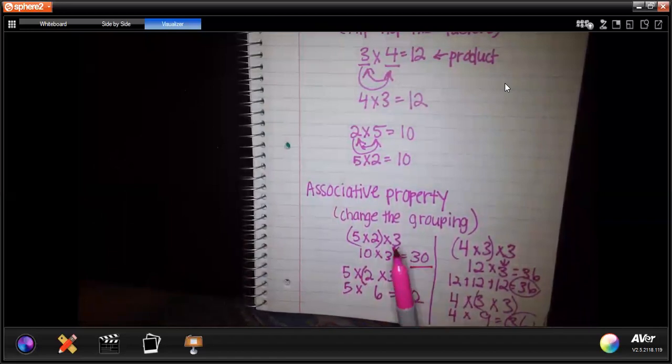Now, I know the associative property can get confused with the distributive property because of the parentheses, but what I want you to take a look at is when you look at the associative property, there's two multiplication signs. When you do distributive property, there is an addition sign thrown in there. So associative property has the same signs, and distributive has one of each.